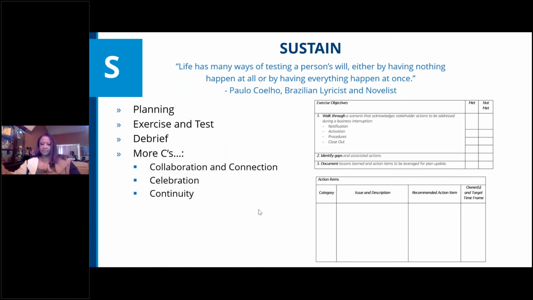I found it quite interesting that during the initial time for COVID, there were, unfortunately, a lot of business continuity and resilience professionals that were losing their jobs. And I had to ask myself, why is that? This is it. This is not a drill. This is what we've practiced for.